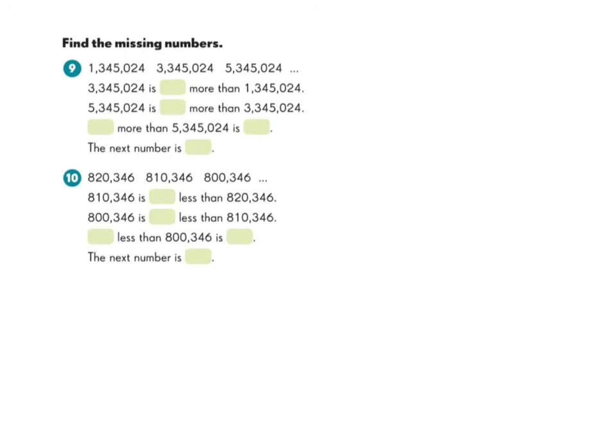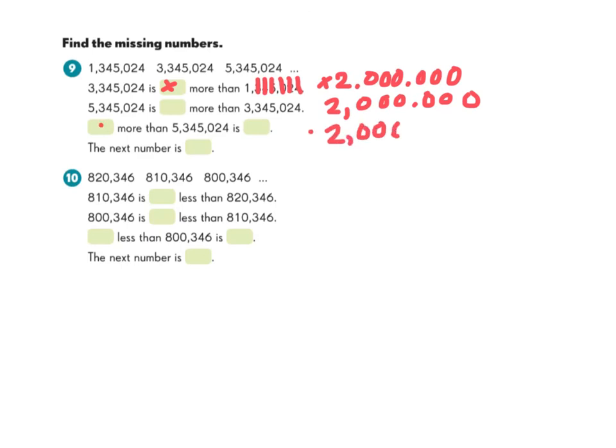3,345,024 is how much more than 1,345,024? Well, our place values match for ones, tens, hundreds, thousands, 10,000s, and 100,000s, but they're different in the millions. So our answer here is 2 million. 3,345,024 is 2 million greater than 1,345,024. 5,345,024 is also 2 million greater than 3,345,024. 2 million more than 5,345,024 would be 7,345,024.